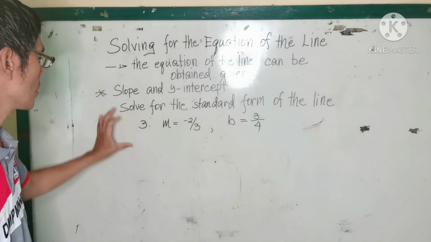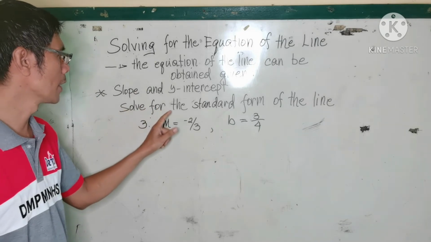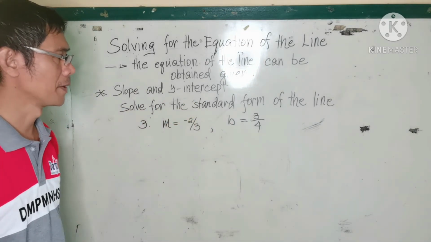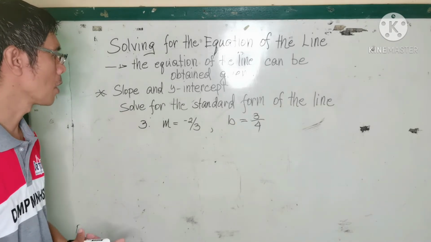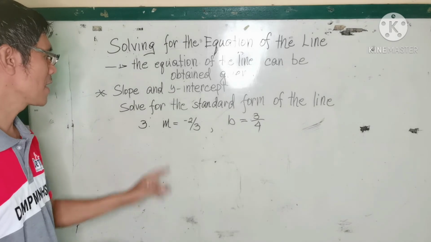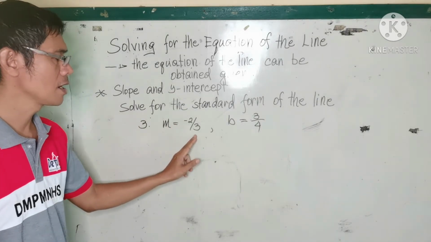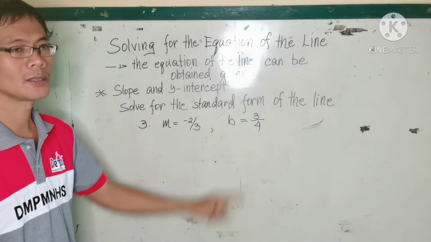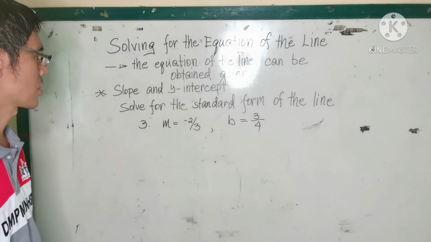So still on solving for the equation of the line, given the slope and y-intercept. So you have there the direction, solve for the standard form of the line. So we are going to solve or obtain the standard form of the line, given that m is equal to negative 2 over 3 and b is equal to 3 over 4 or 3/4.